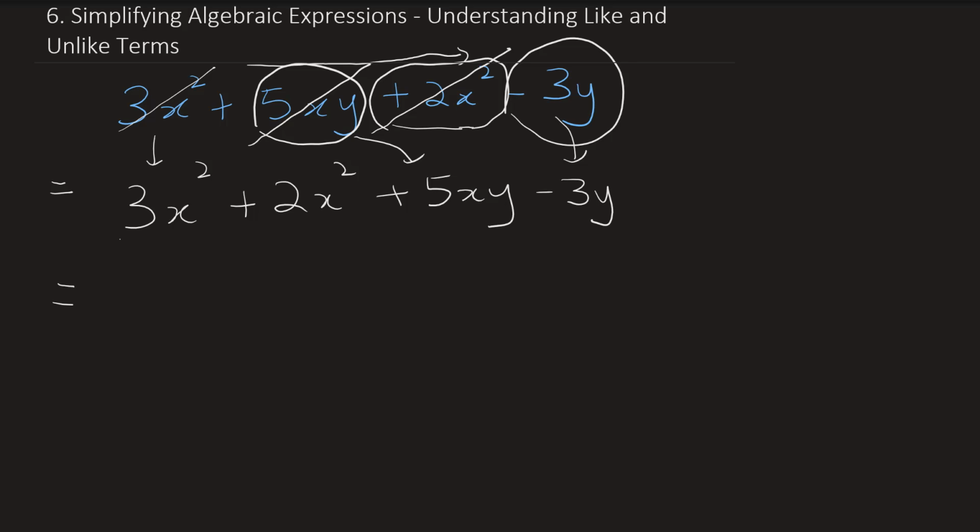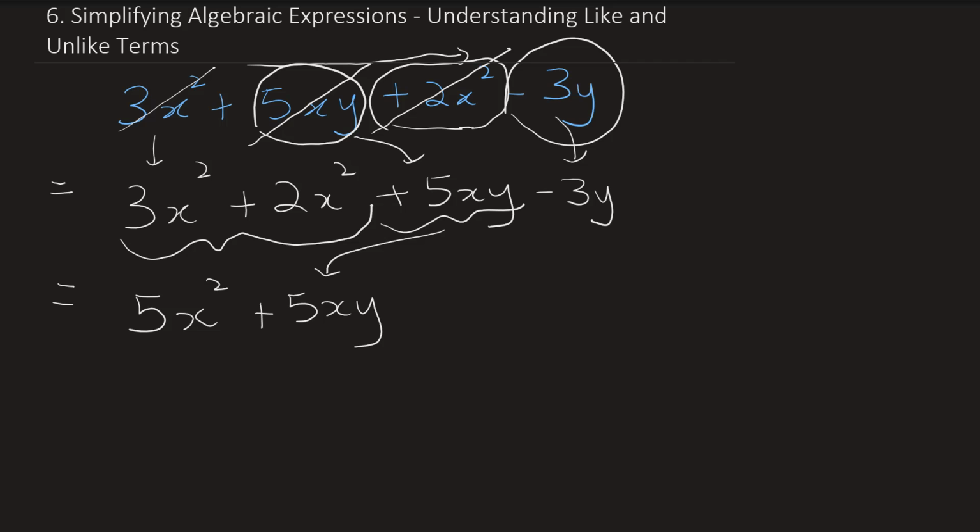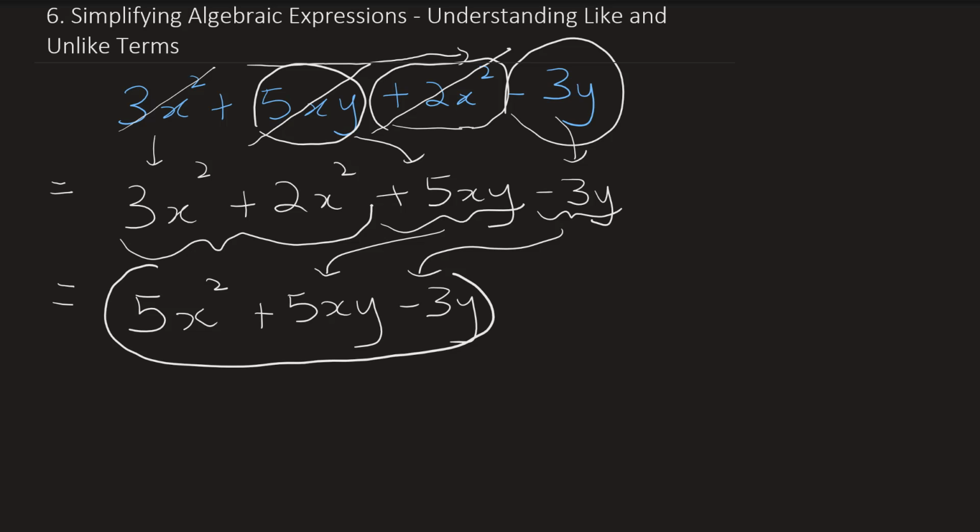equals, since these two terms are like terms, I can add them. 3 plus 2 is 5, so I have 5x squared. This one is an unlike term, so I'll just pop it down in here, plus 5xy. And this one is also all by itself, minus 3y. So this is the simplified expression of this original expression here.